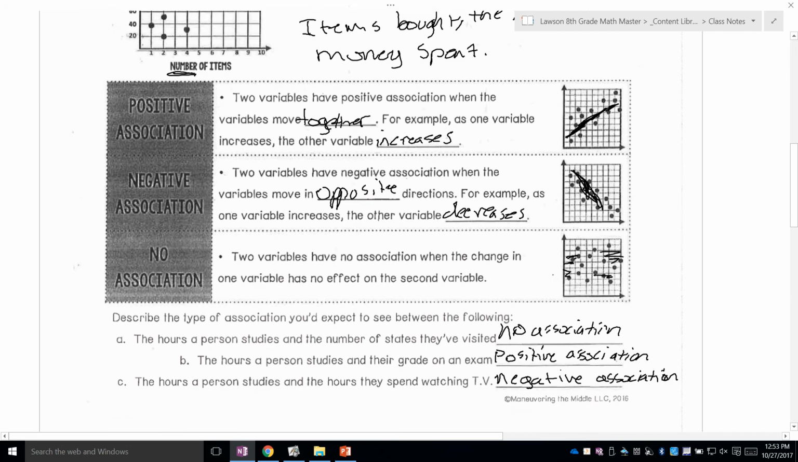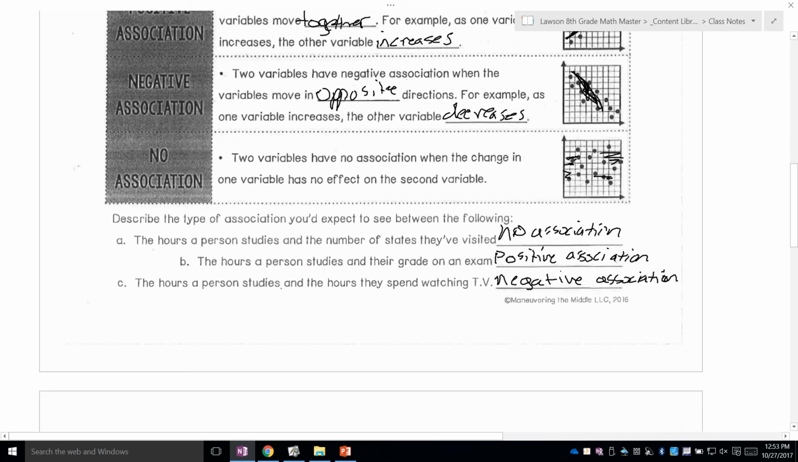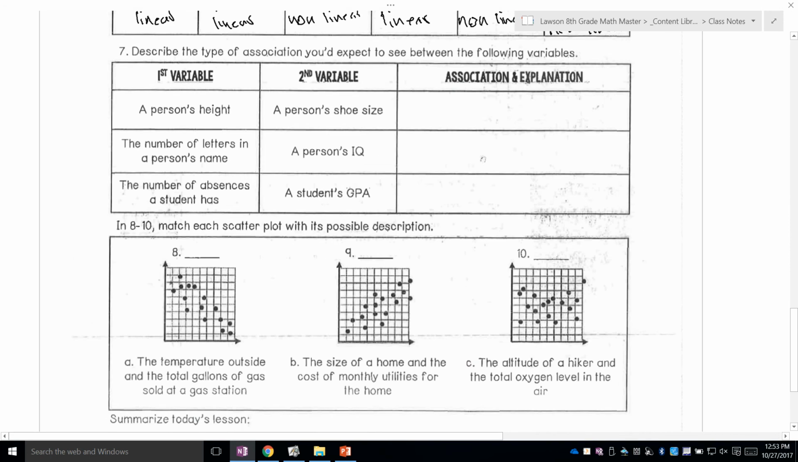If you go back up here to your notes, remember we were talking about the hours a person studies versus the number of states they visited. That's no association. That's exactly what we're doing down here on number 7. It says, describe the type of association you'd expect to see between the following variables. The first variable is a person's height. The second variable is a person's shoe size.